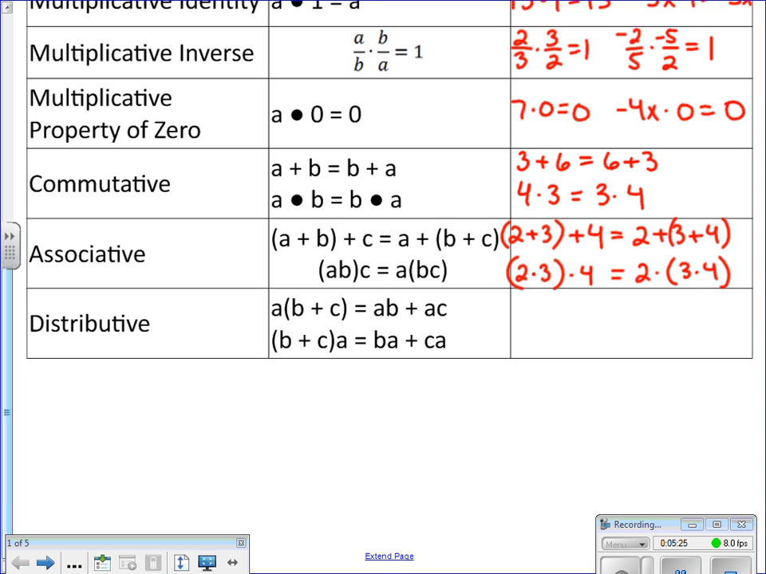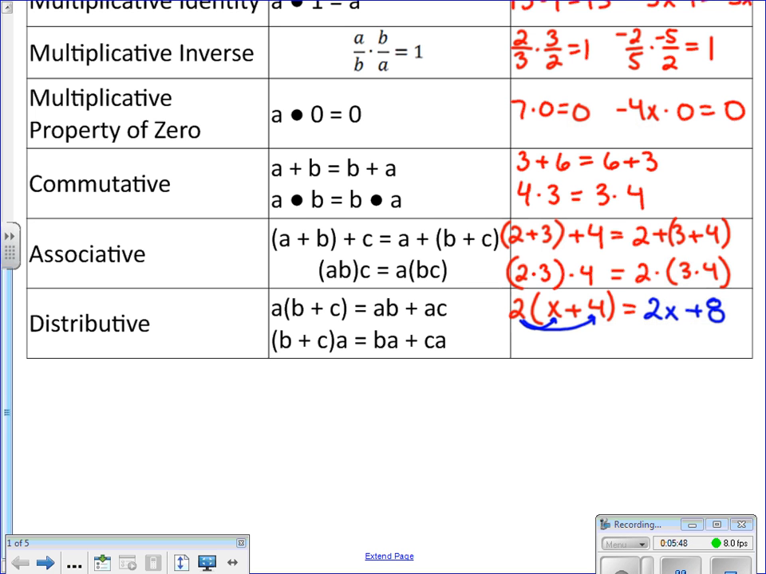And lastly, distributive. Distributive is when you have a number outside the parentheses, for example, and then you have to times everything by what's inside the parentheses. 2 times x, 2x. 2 times 4, 8. That's the distributive property. Now, those are all the properties that you need to know.